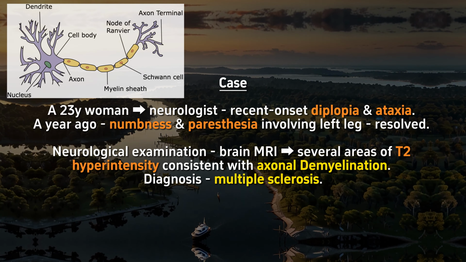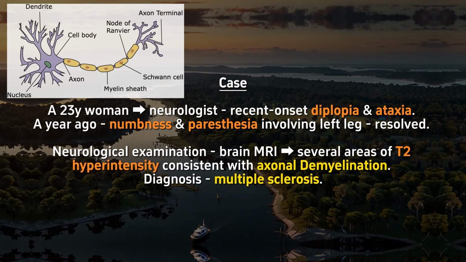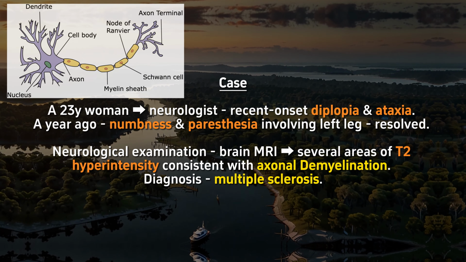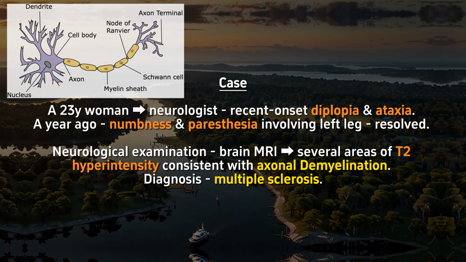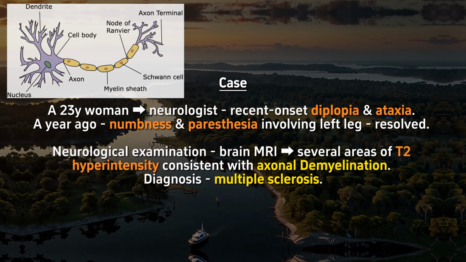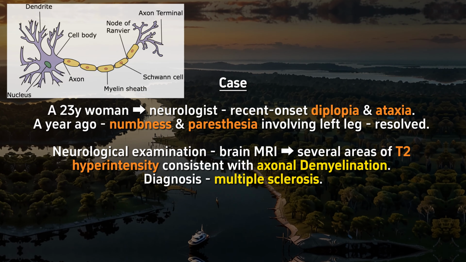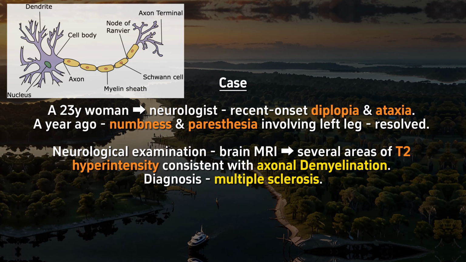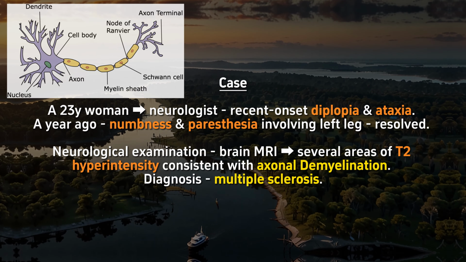A 23-year-old woman is referred to a neurologist due to recent onset diplopia and ataxia. She has not had similar symptoms before. However, about a year ago, she experienced numbness and paresthesia involving her left leg that have since resolved.